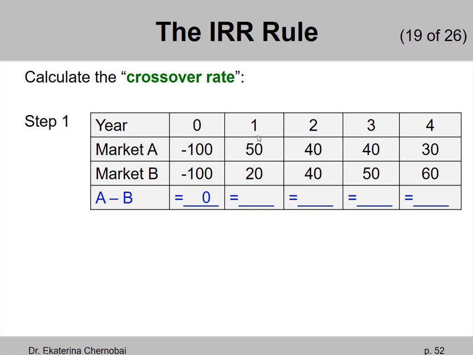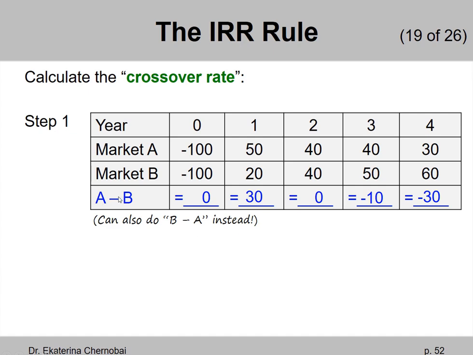Now in year 1, what's the difference between $50 for project A and $20 for project B? 50 minus 20 gives 30. For year 2, you do the same thing. 40 minus 40 equals 0. For year 3, you have 40 minus 50 equals minus 10. And for the 4th year, you have 30 minus 60 equals minus 30. So how do you know for which project the cash flows should be subtracted? Well, it actually doesn't matter.